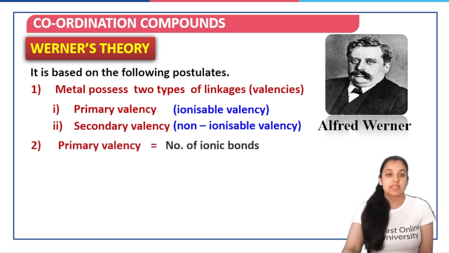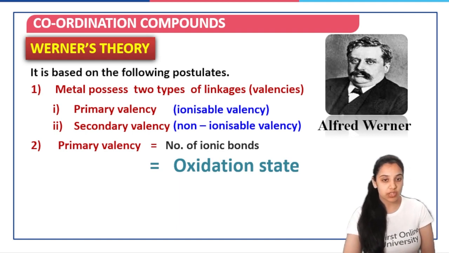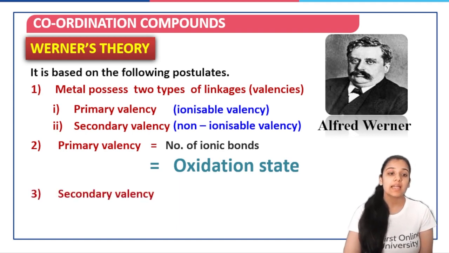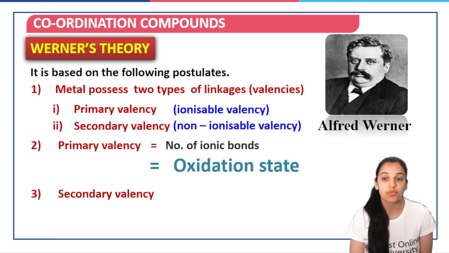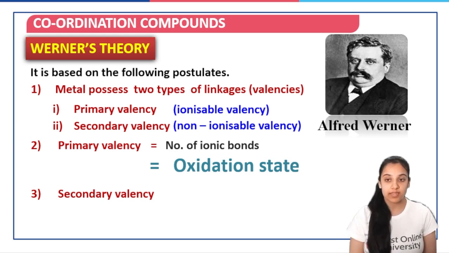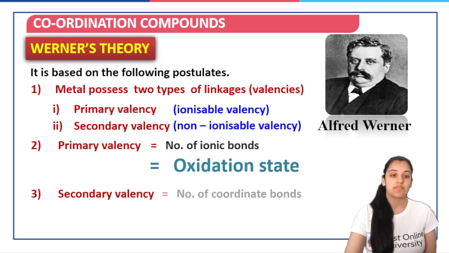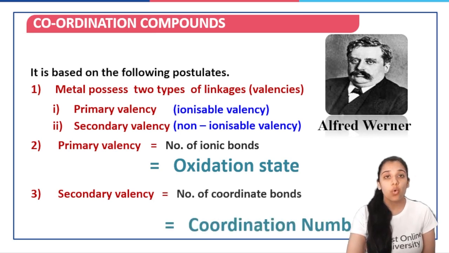So primary valency will be equal to the number of ionic bonds, that is the oxidation state. The second thing is the secondary valency. Now, when I talk about secondary valency, this is equal to the number of coordinate bonds, that is equal to the coordination number.